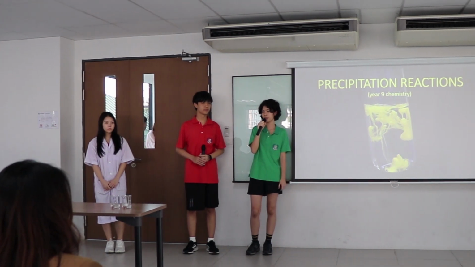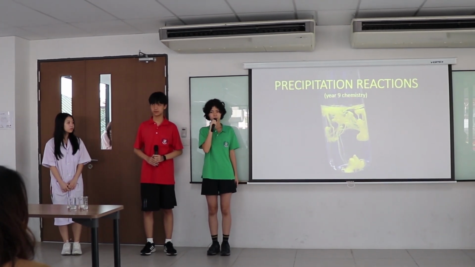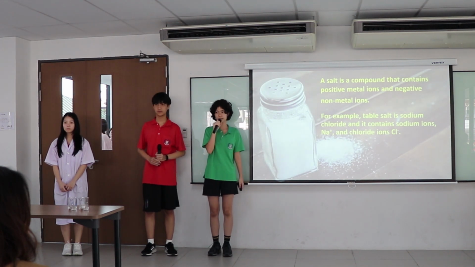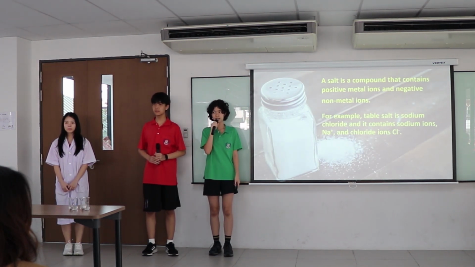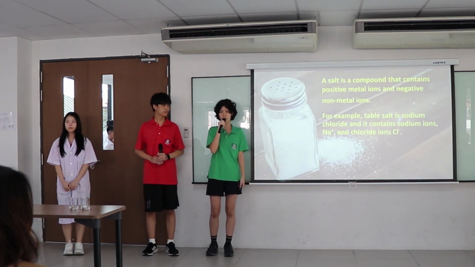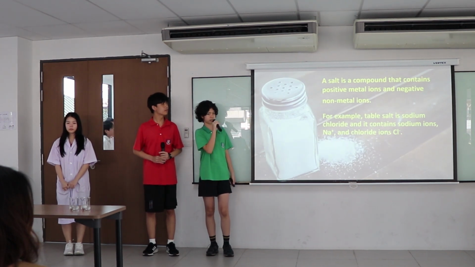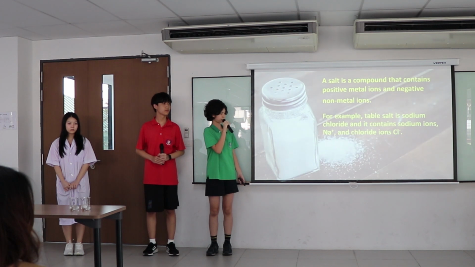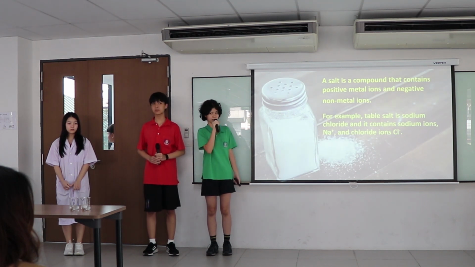But before we talk about precipitation reactions, we first must know what a salt is. A salt is a compound that contains a positive metal ion as well as a negative non-metal ion. For example, table salt, which is sodium chloride, contains sodium ions, which is Na+, and chloride ions, which is Cl-.